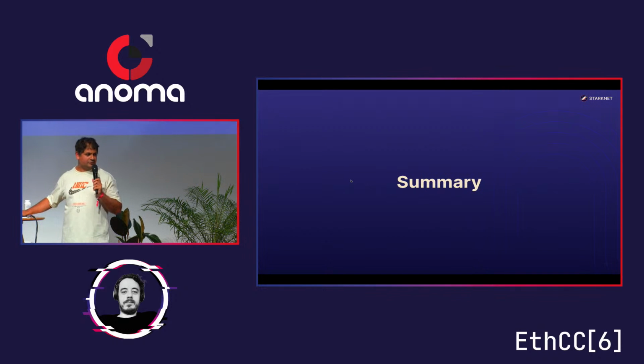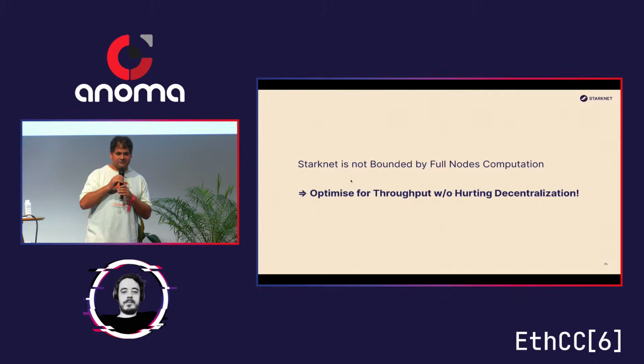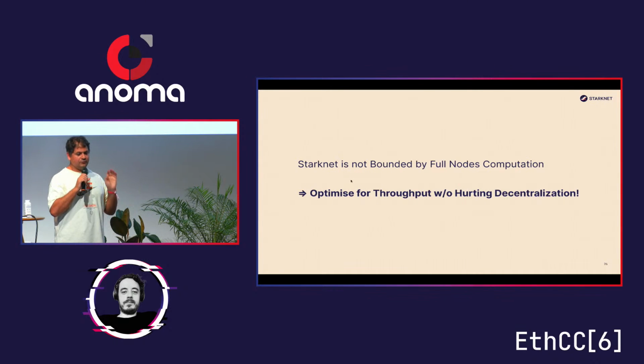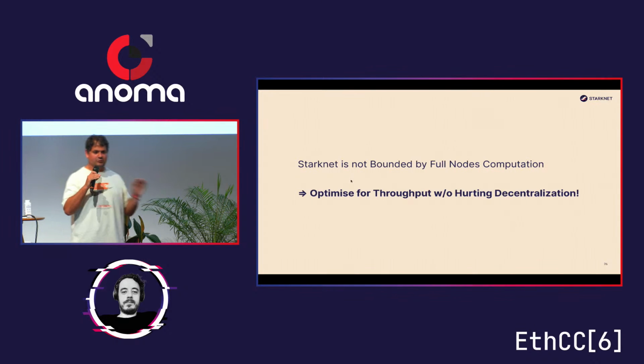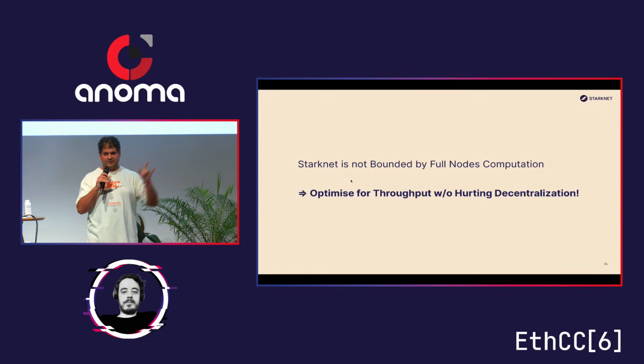Okay, I'm getting to the summary. I know that I don't have so much more time. So to summarize, Starknet is not bounded by full node computation, and that means that everything you see on the fees side, we optimize for throughput, and we don't need to worry too hard about decentralization. This is the bottom line. This is what we do. It affects everything. It affects the pricing that you just saw. It affects also the auction mechanism. Come ask me about it later.